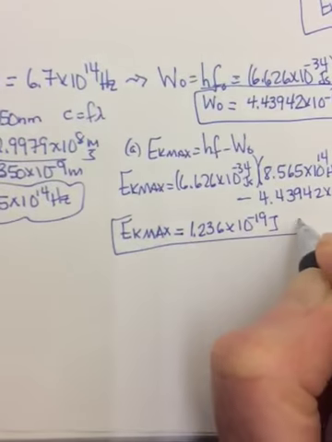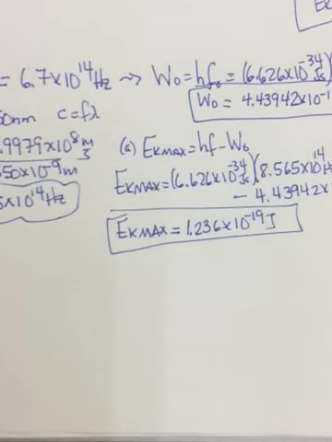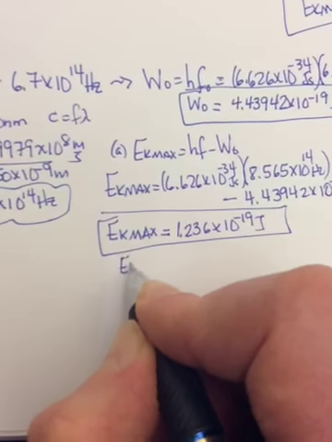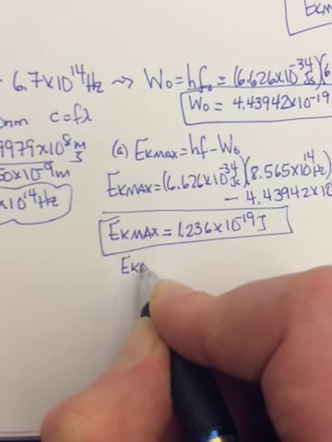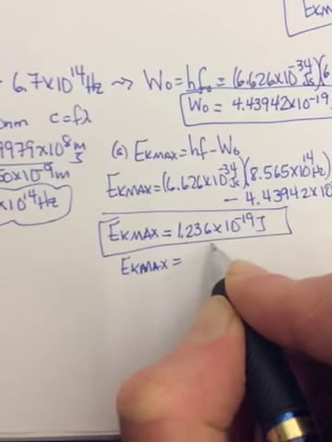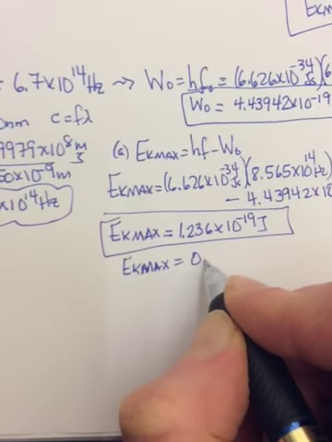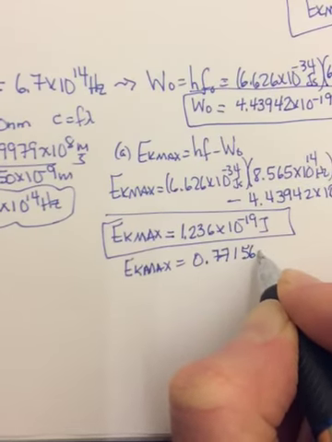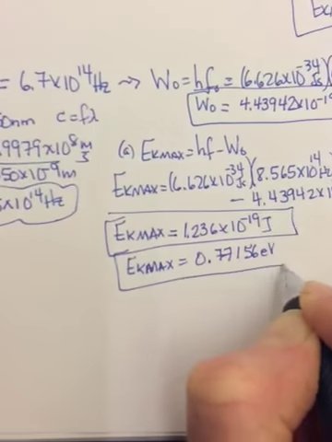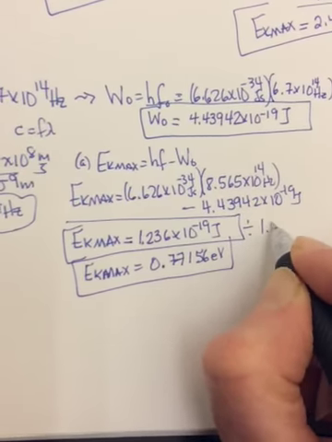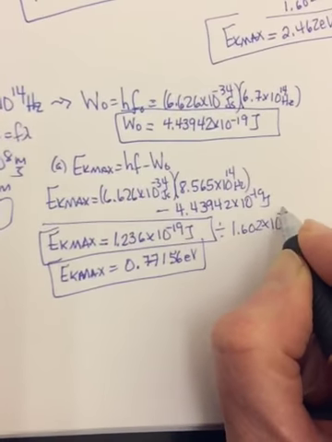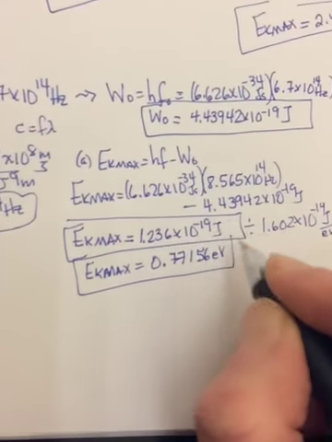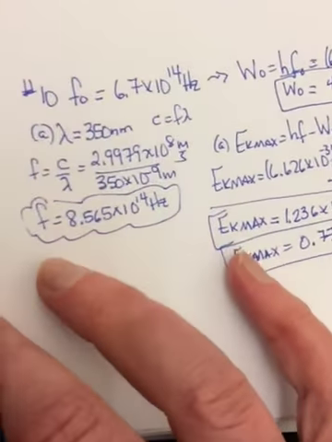I got to go back and look at the question because I don't know if it asks for joules or electron volts. Calculate the kinetic energy in electron volts, of course. So then divide this by 1.602 times 10 to the negative 19 and get a kinetic energy of 0.77156 electron volts. Okay, so again you're dividing by 1.602 to the negative 19 joules per electron volt. And when you're dividing by that, the joules will cancel out and you'll be left with electron volts.